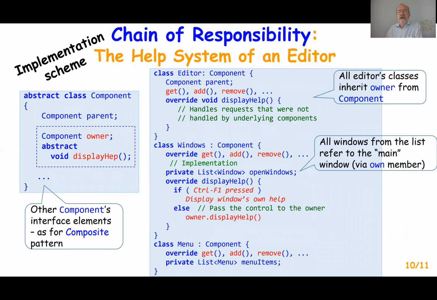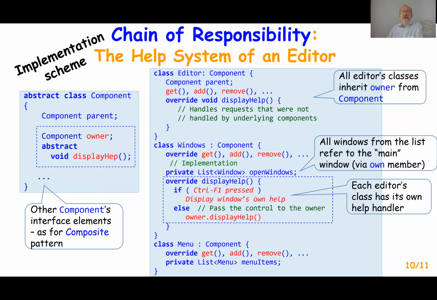So coming back to this point, here all windows that are open for the moment have the owner that refers to the instance of the Windows class. So this is the support for transferring requests along the configuration. And look at the key point of the implementation, this method, display help. So this is the overridden version of display help for Windows. What does it do? Look carefully at what it does.